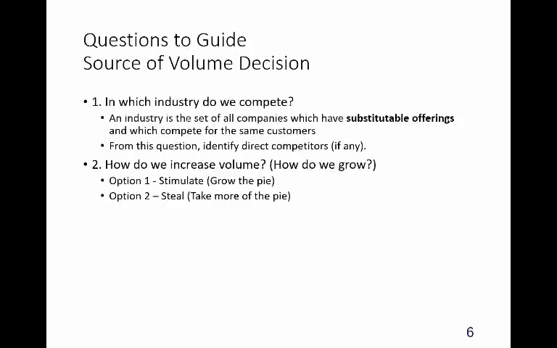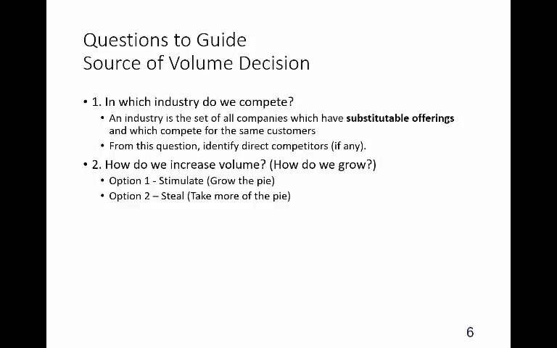So let's start with that source of volume decision. To be able to choose whether you want to steal demand or stimulate demand, you first need to identify the industry in which you compete. And this is a little bit tricky when it comes to the strategic quadrants framework because typically as marketers, we would say to define our industry very broadly.